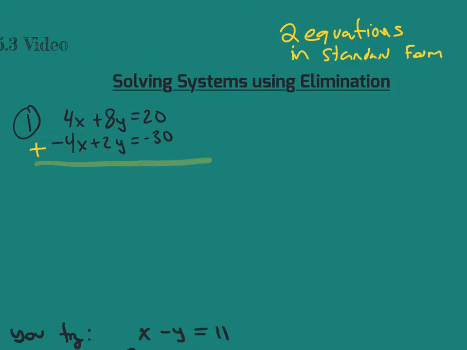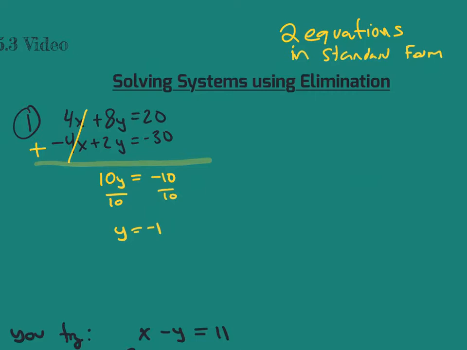What you're going to notice is 4x plus negative 4x is going to cancel out. And then we do 8y plus 2y is 10y equals 20 plus negative 30 is negative 10. And what I've done is eliminated. Get it? Because now there's no more x. That's why we call it elimination. We eliminated the x variable, so now all we have is y, and I can divide by 10, and we get y equals negative 1.